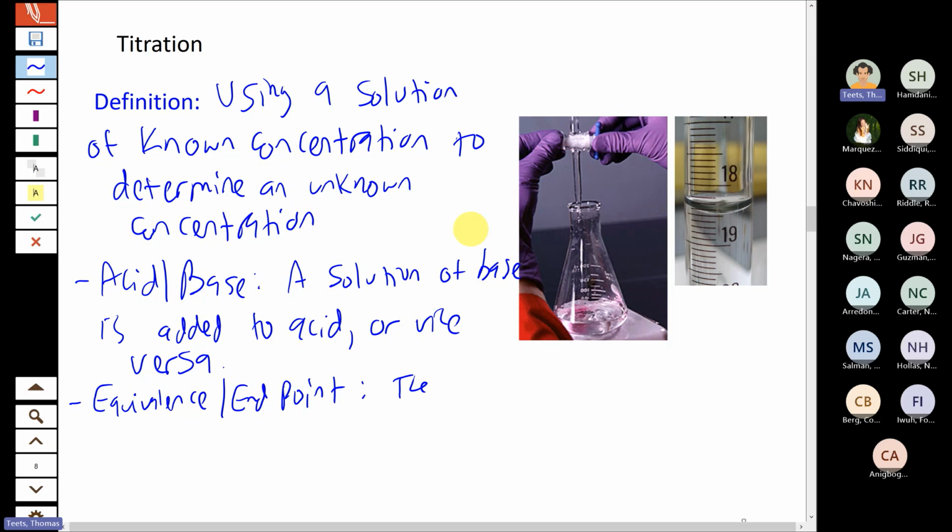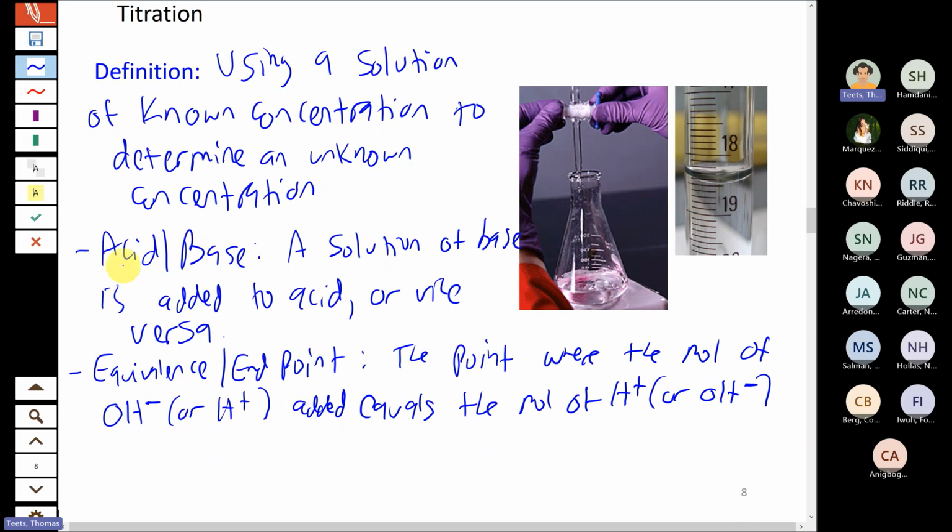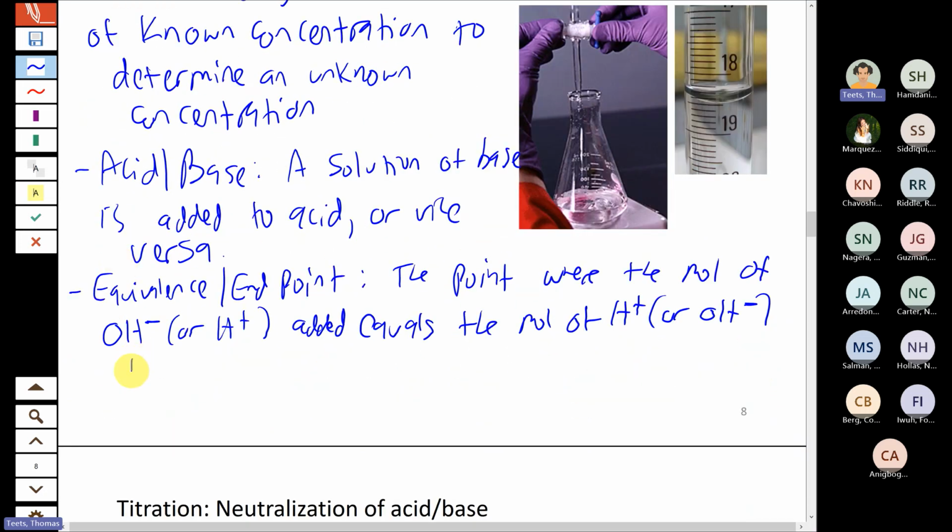So that's the point where, in an acid-base titration specifically, the moles of hydroxide that you've added, or H plus, equals the moles of H plus or hydroxide, depending on what order you're doing the addition in, that were initially present.